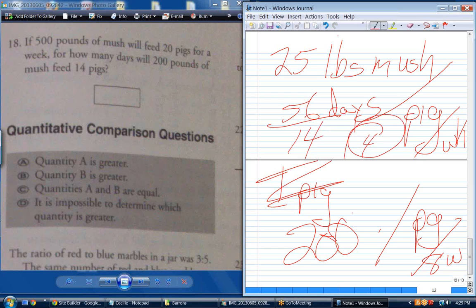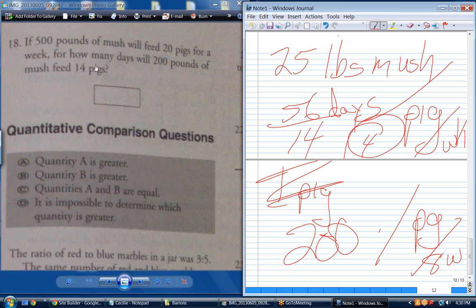So what you're saying is that you figured out that 1 pig can eat 25 pounds of mush, right? Right. And then you took the 200 pounds divided by 25, which is 8. Right. So 1 pig could live for 8 weeks on 200 pounds. And then you said the 8 weeks is 56 days, and therefore that's divided by the 14 pigs, which is equal to 4 days. Right. That's the way I did it.